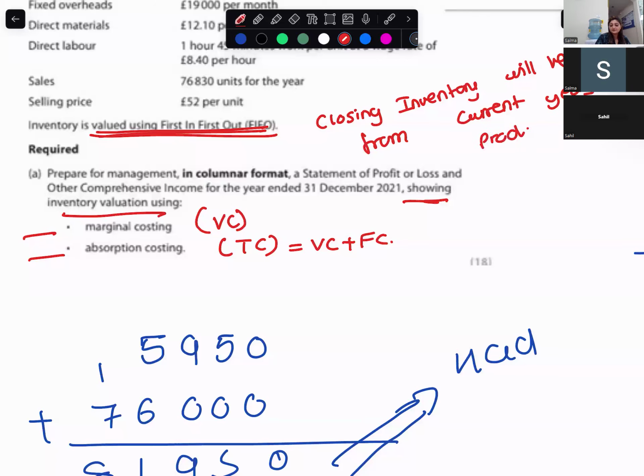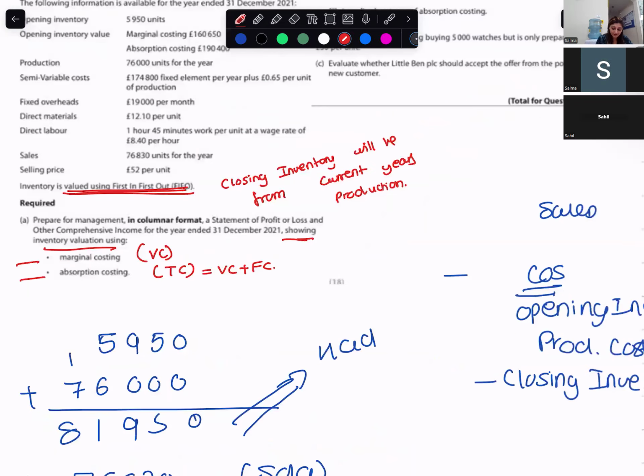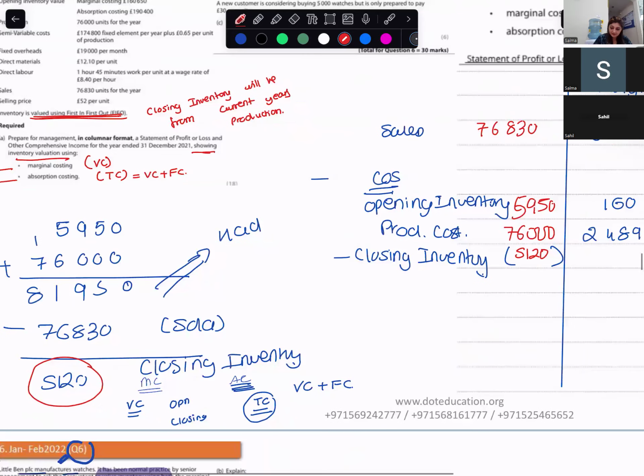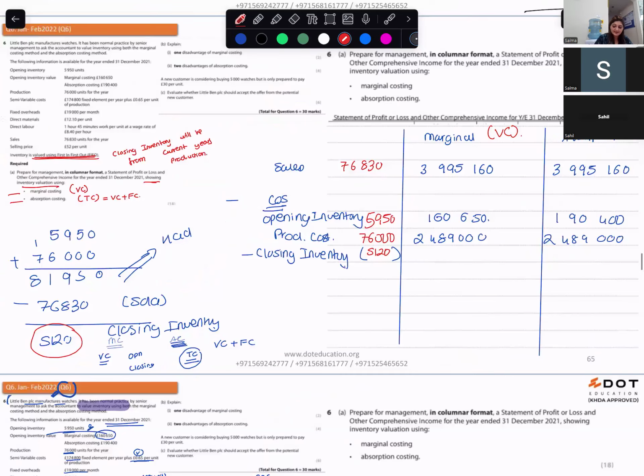Miss, but the numbers won't change, right, either way? Which numbers? The inventory numbers in general. The inventory number will not change. The closing inventory will remain 5120. But the cost will change. Okay, let's talk about inventory valuation as per absorption costing.